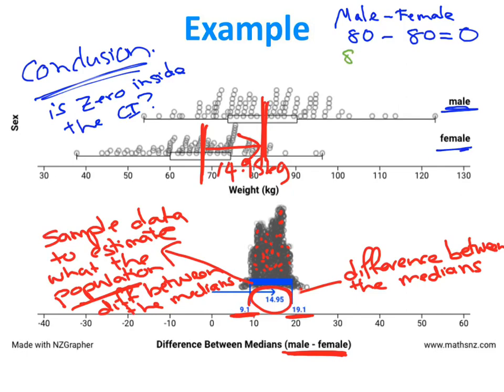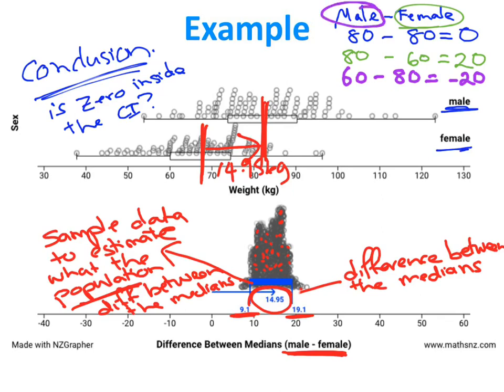If, however, my male median was 80 and my female median was 60, that would give me a difference of 20. So if I'm getting positive numbers, that tells me that the female median would be smaller than the male median. If it's the other way around, say the male median was 60 and the female median was 80, a difference of negative 20. Because I'm getting a negative answer, that tells me that the first value is smaller and the second value is larger. So in terms of our conclusion, that's our key idea: is 0 inside the confidence interval?